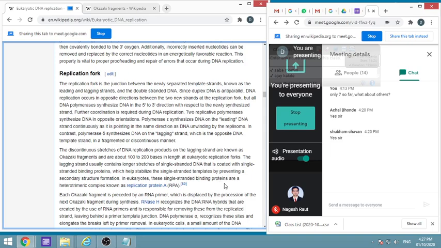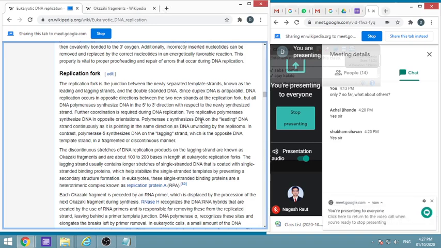So these forks are there. This DNA is antiparallel. It occurs in opposite directions, as we have seen, and these two replicative polymerases synthesize DNA in opposite directions and having opposite orientation.